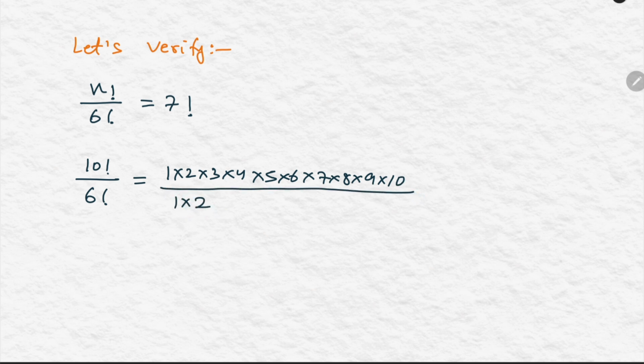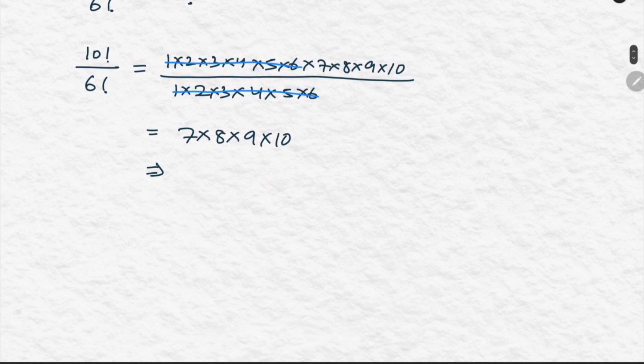And 6 factorial means 1 into 2 into 3 up to 6. Now this will cancel out this. So we are left with 7 into 8 into 9 into 10. So this side we are left with 7 into 8 into 9 into 10. We can write this as 1 into, and we can write 7 as 7, 8 in the form of 4 into 2, 9 in the form of 3 into 3, and 10 we can split into 2 into 5.